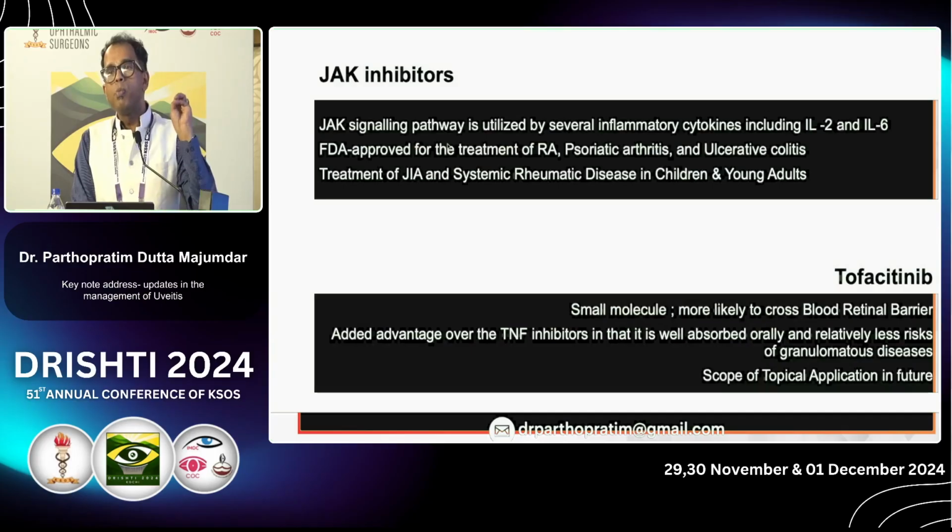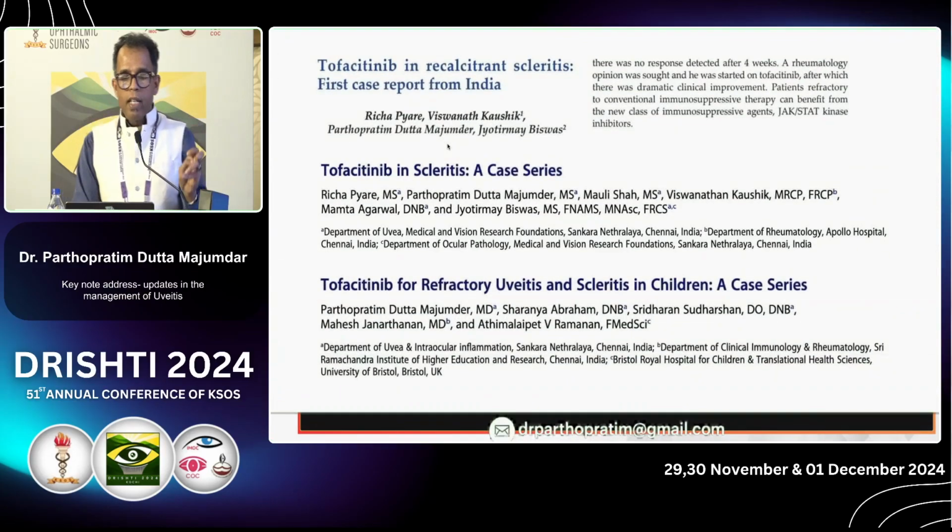Why? It is basically a small molecule, so theoretically it can more easily penetrate the blood-retinal barrier and reach the eye easily. So that's why tofacitinib is becoming very popular. We have the largest series of scleritis. It was our first case report from India, and then with Professor Ramanan of Bristol, we used it first in children with uveitis and scleritis, and the response is really good. We have also published a large series of tofacitinib in scleritis in adult patients. So responses are good.